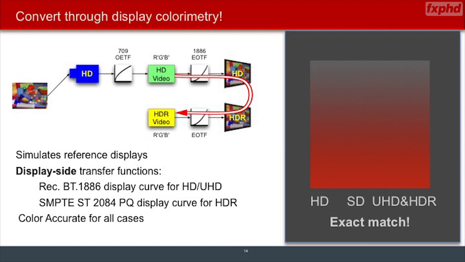So what can we do? Well, we can go the other way. Instead of being scene referred, we can actually be going the other way and be referencing the display. And if we do that, it is actually possible to take the HD and convert it through so that we get accurate colors in almost every case. And then we get the HD and the SD and the Ultra HD and the HDR having a match. And so that's actually possible.